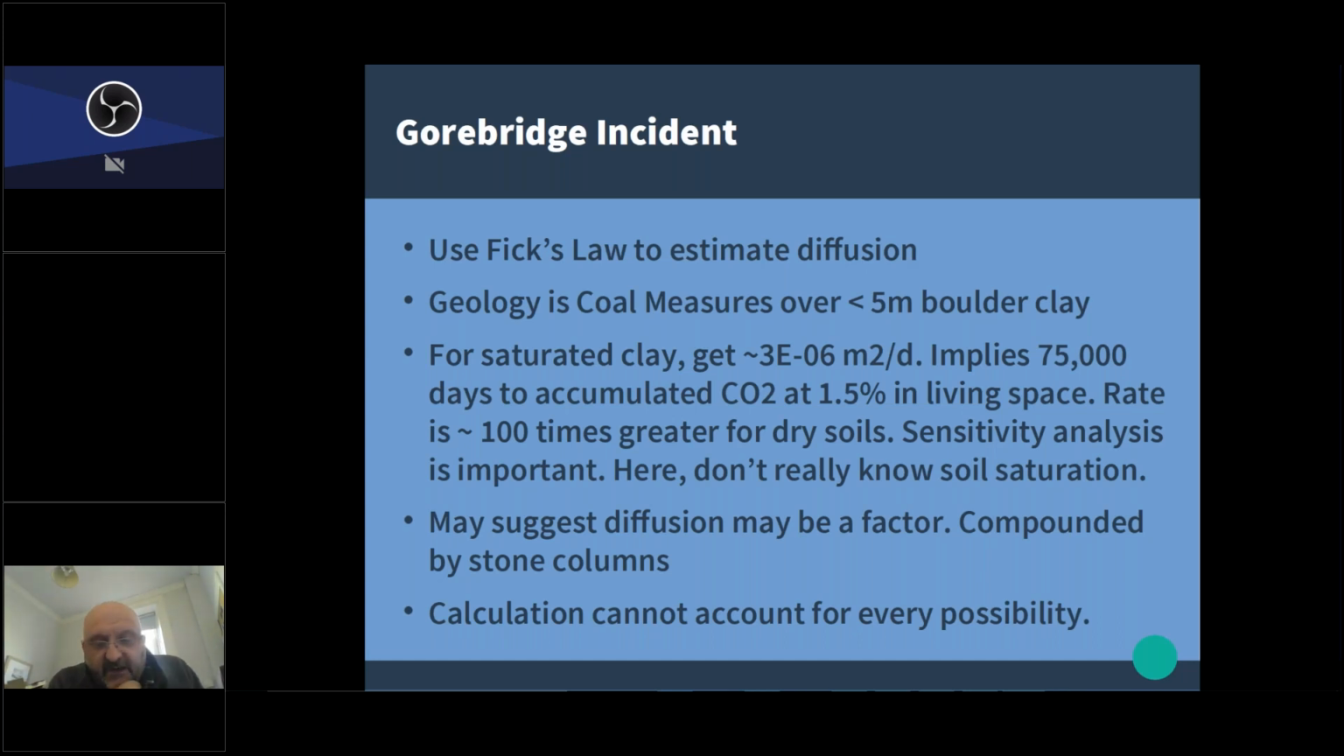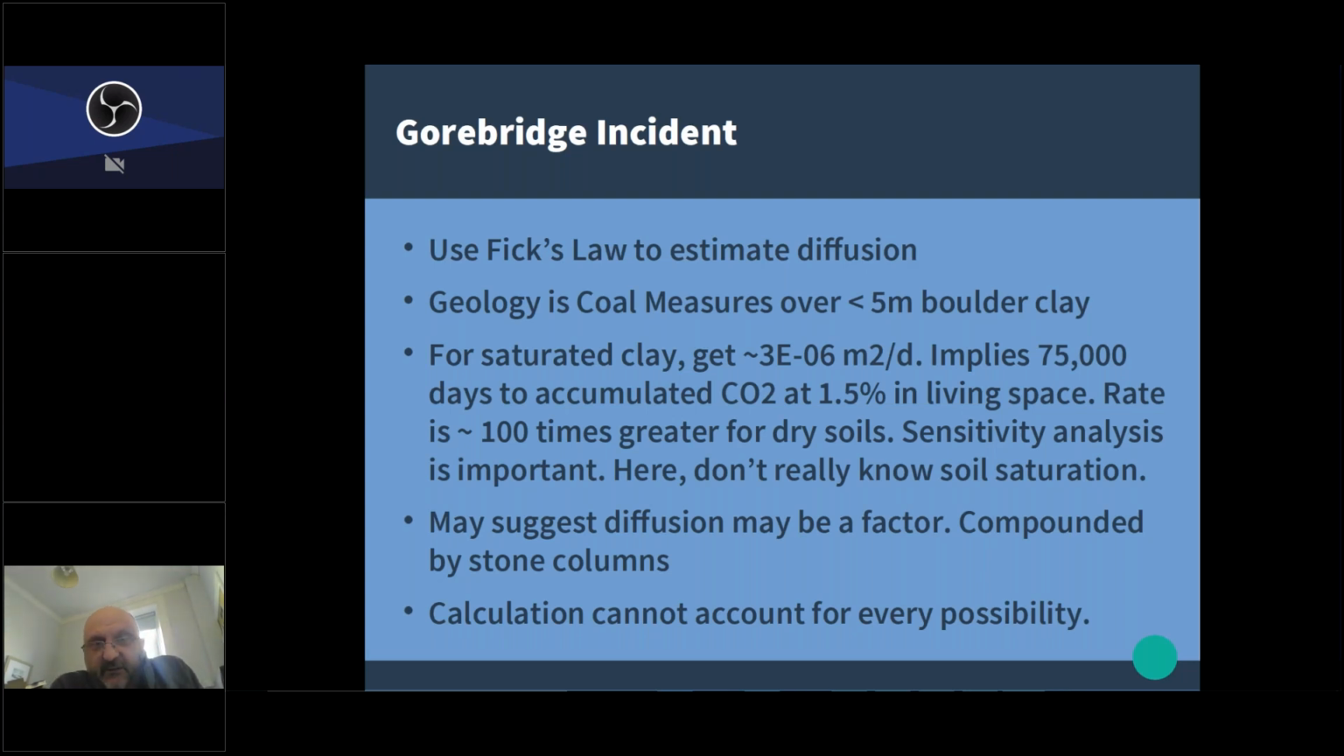Even a concrete floor slab or a DPM would increase that time by some at least. But even a DPM would provide some protection. But if the soils are dry, then as I said there, that time decreases by a factor of 100. You wouldn't be too bothered, I wouldn't have thought, at the thought of CO2 accumulating over 775,000 days, but you might be a bit more concerned over 750 days.